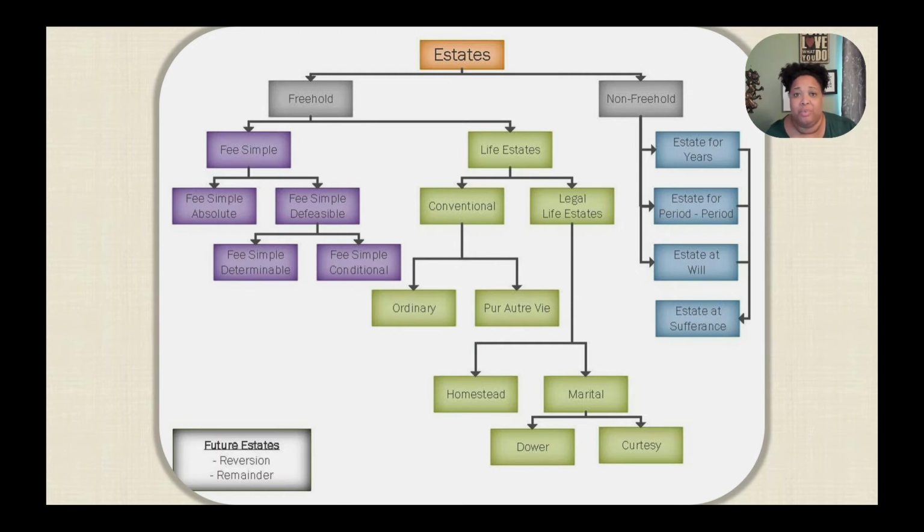We call it non-freehold because it's not a freehold estate. And by definition, freehold means ownership. So a freehold estate is when you own a property that you have the right to live in. A non-freehold estate is renting. It's also known as a leasehold. It's when you have the right to live there, but you don't own it. Now, our leasehold estates, our non-freehold estates, we will go over when we talk about property management and landlord-tenant matters. In this chapter, we're really going to focus on our freehold estates.